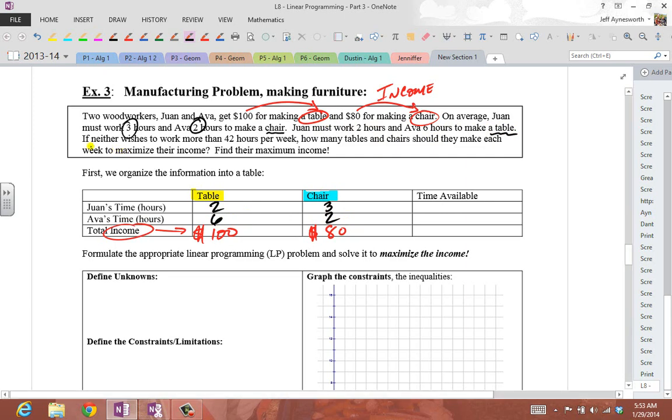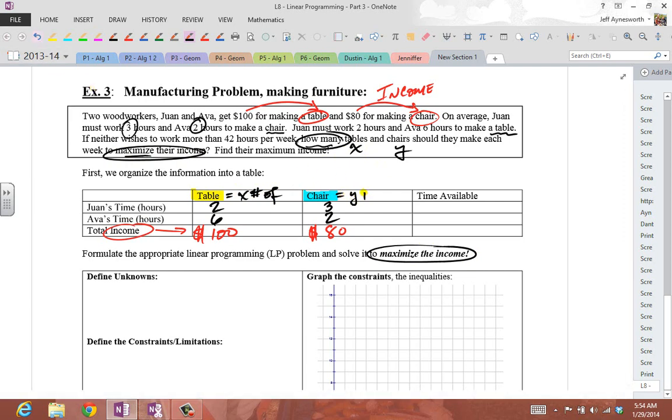Let's see what the time available is. Neither one of them wishes to work more than 42 hours per week. How many tables and chairs should they make each to maximize their income? X, we'll call it tables; Y, chairs. How many should they make is the variable question. We want to maximize income. So X equals the number of tables, and Y equals the number of chairs.